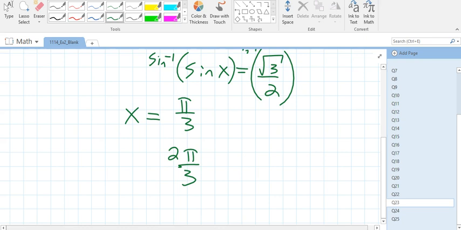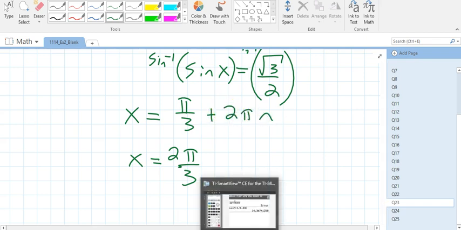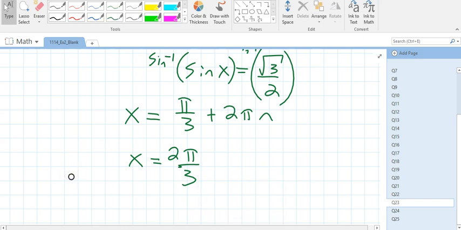Okay, so we need to turn these into equations. What's going to get tacked on to the pi over 3? 2 pi n. Add on 2 pi n, where n, of course, is an integer. 2n pi, n 2 pi, all the same. And then down here, what does that one get added on with? 2 pi n as well.